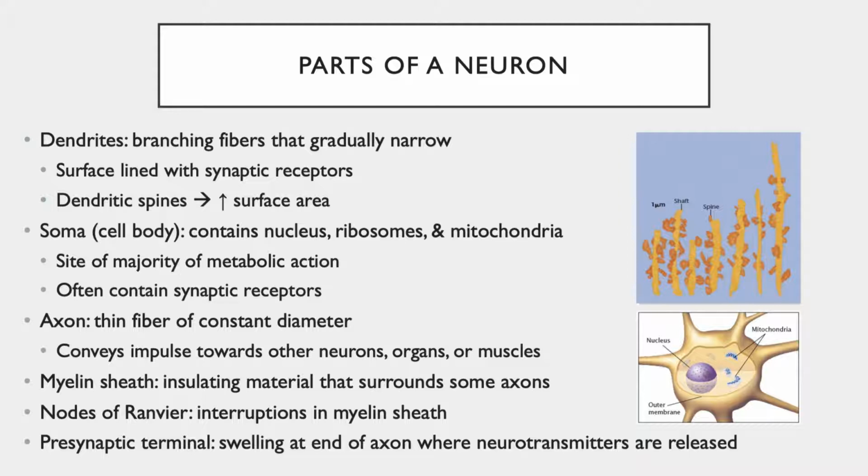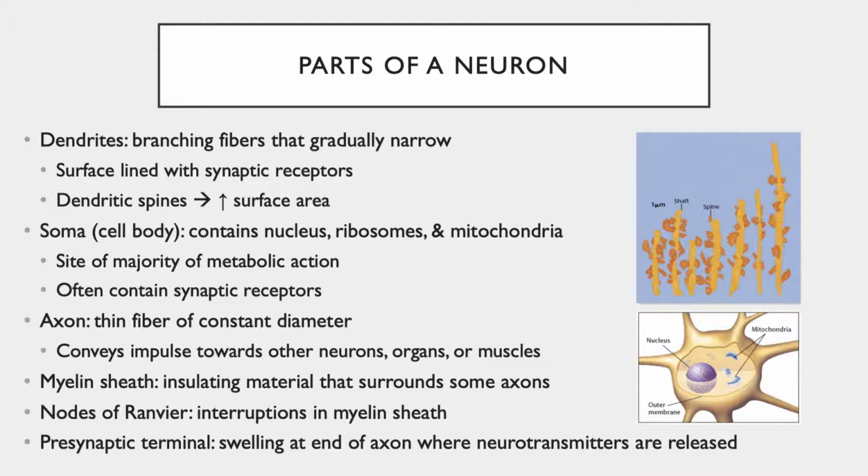The myelin sheath is an insulating material that surrounds some axons. Not all axons are myelinated. Those of you who are familiar with the disease multiple sclerosis might know that multiple sclerosis is a condition caused by degeneration of the myelin sheath, otherwise known as demyelination. The nodes of Ranvier are the interruptions in the myelin sheath. You could also think of them as being gaps between sections of myelin. That will be important when we talk about action potentials later on.